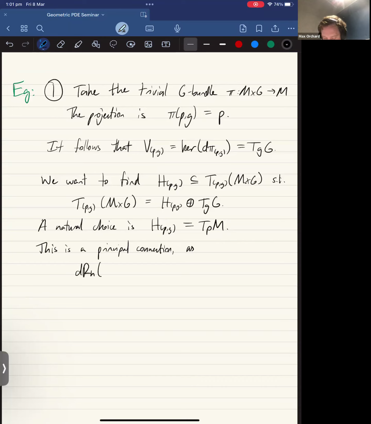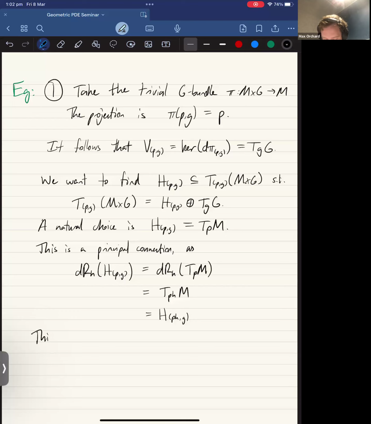As if we act on such a subspace, well, by definition, this is T_p M. And right multiplication here is a diffeomorphism, so we're going to get, oh sorry, not a diffeomorphism, a linear isomorphism, because right multiplication is a diffeomorphism. We get the entire space, and by definition, this is exactly the horizontal subspace at p·g.